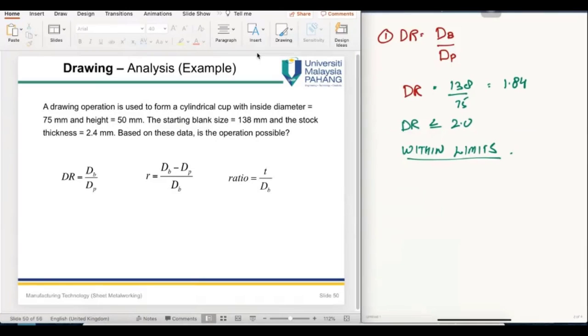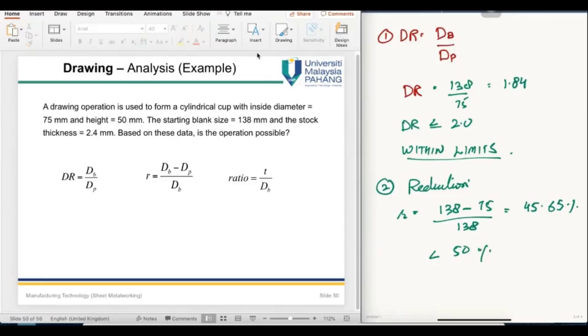Next, we move to number two, which is reduction. Reduction R is equal to dB, which is 138, minus dP, which is 75, whole divided by 138, which comes out to be 45.65%. This is also less than 50%. So we are within the limits.